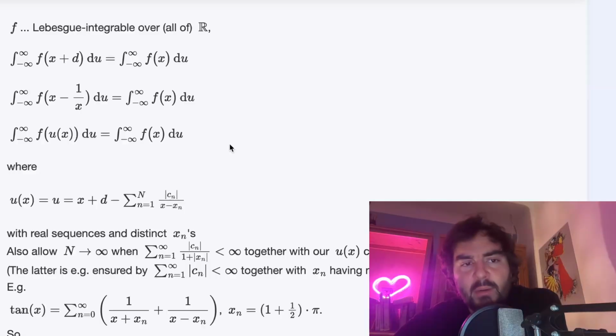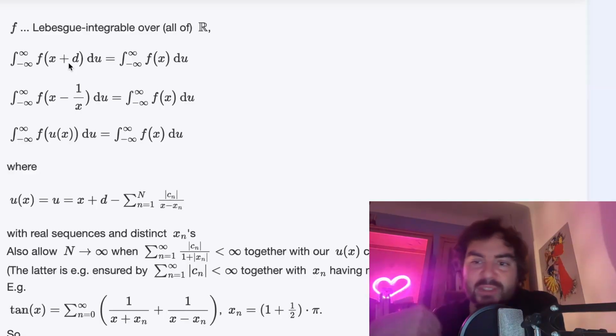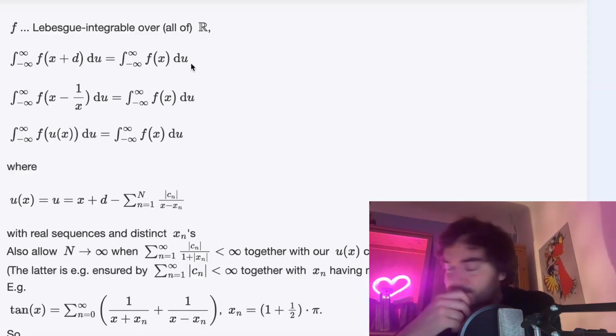Everybody knows that if you have a function which is integrable over the whole real line, you can of course shift the function on the x-axis. Then you will get the same out of it. This is basically very visually clear. If you just shift the function, but you're still integrating over everything, you will get the same thing, right? So the first thing is the default go-to translation invariance.